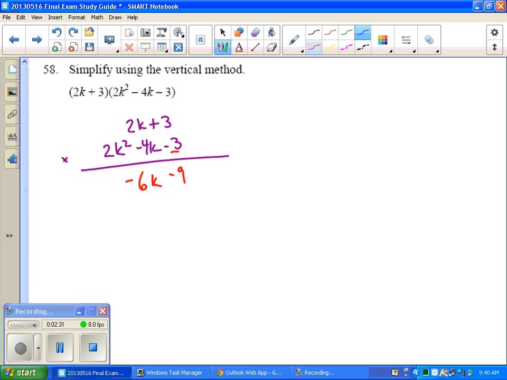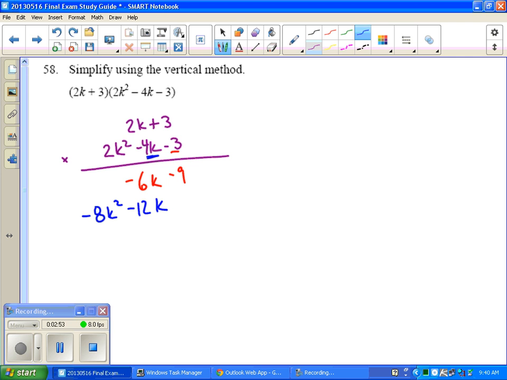You want to multiply negative 4k times everything at the top. Negative 4k times 3 is negative 12k. Notice we put the k to the first powers over each other. We stacked them. And negative 4k times 2k is negative 8k. Now it's k squared because it's k to the 1 plus 1.